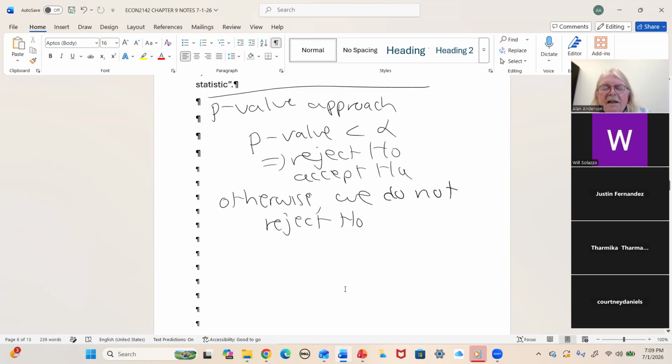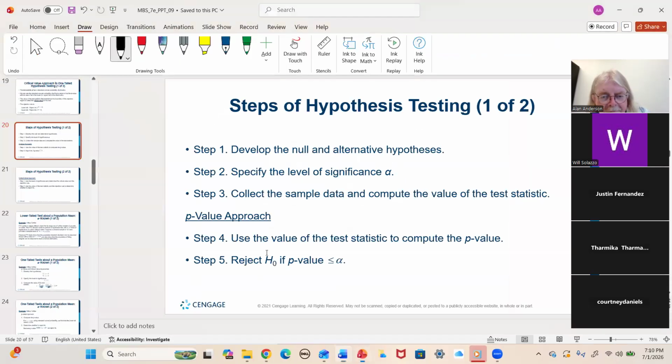So the p-value that we come up with for a problem, if it's less than our level of significance, remember, the one that has to be either 0.01 or 0.05 or 0.10, if the p-value is lower than that, we can reject the null. And it says it right there.